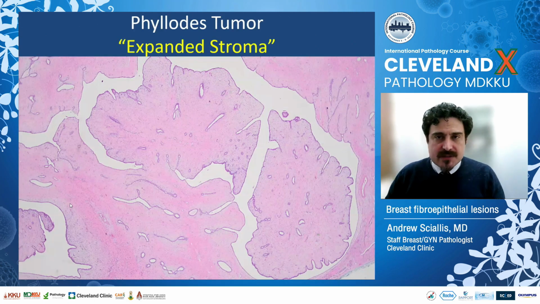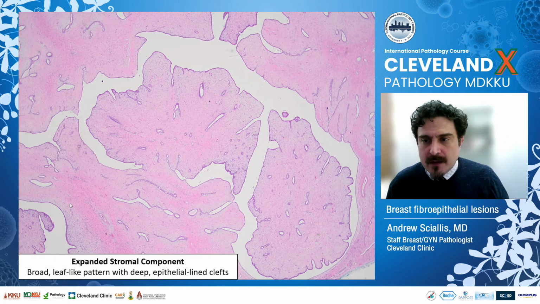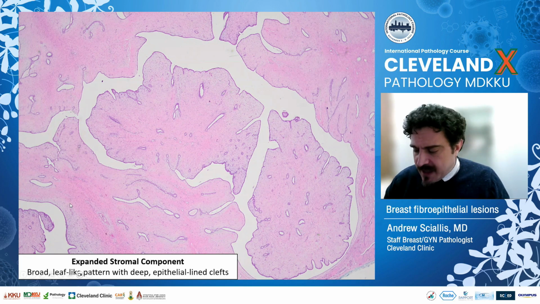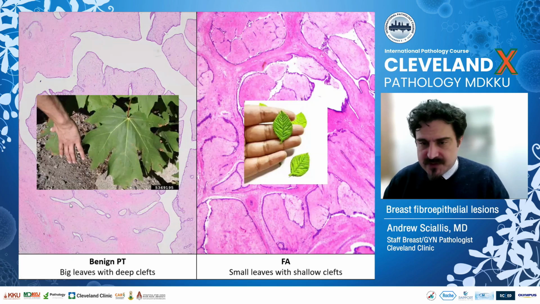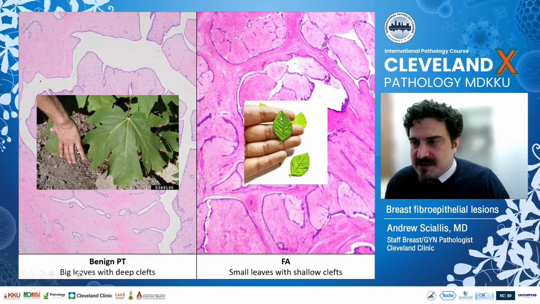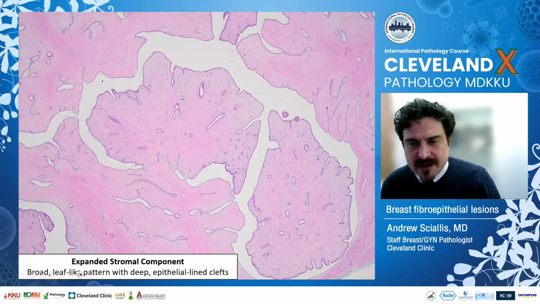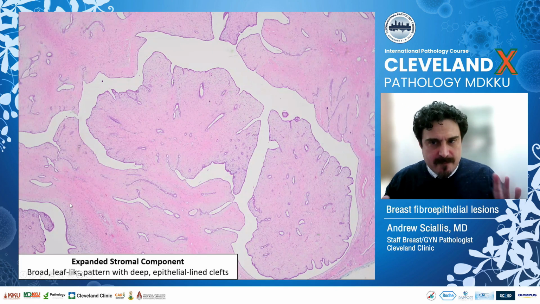All right, so this is an example of a benign phyllodes tumor in which there is a stromal expansion. Now, this doesn't come along with a lot of stromal hypercellularity, but in this case it's forming these big leaves. A big maple leaf, from our area in Cleveland, versus the tiny little petals that one would see on a flower for the more intracanalicular growth. So again, this is a 2x field, really big, deep-lined epithelial clefts with this big leaf-like growth. That's what we want to see in a benign phyllodes tumor.